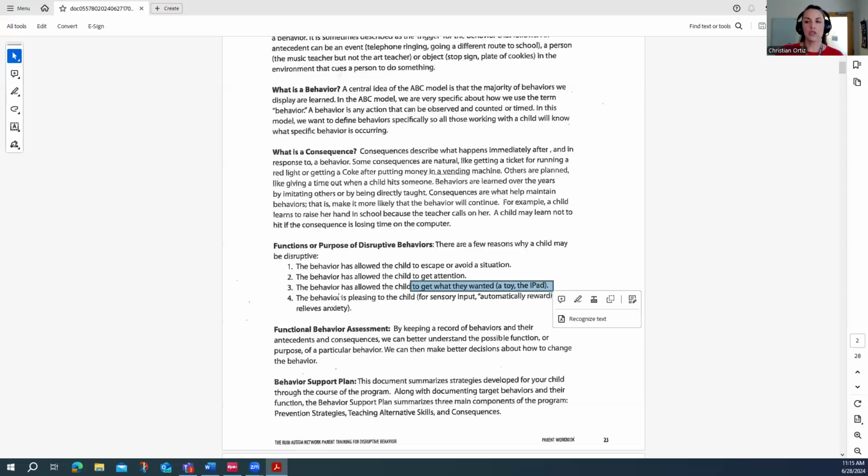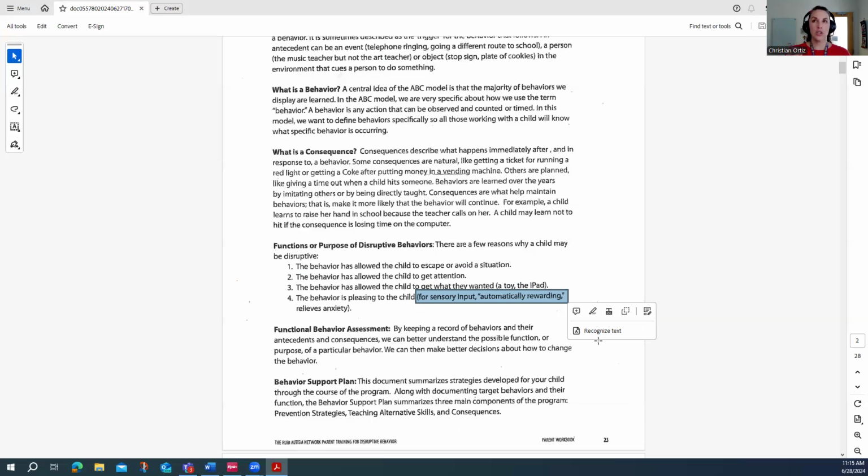And the last one is a tricky one, right? Is the behavior is pleasing to the child or the person. So this is what we call the sensory input. Okay, it's automatically rewarding and or it can relieve anxiety. So the sensory input that I gave an example at the very beginning is when I was hungry, right? That's the sensory, like I'm hungry, I need to relieve my hunger.